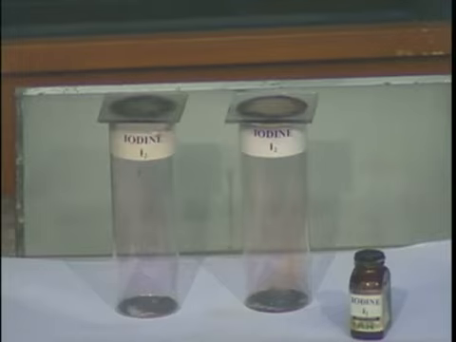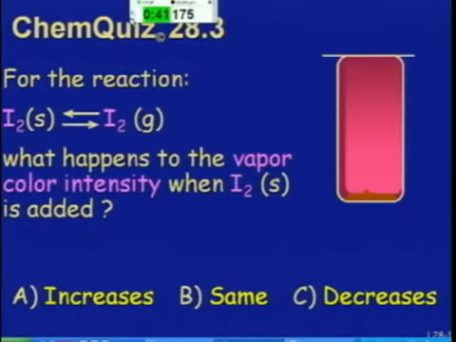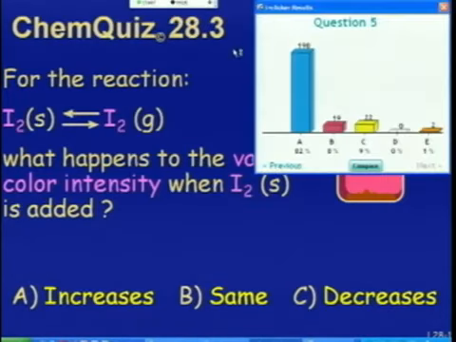Why don't you answer this quickly? I give you 1 minute. 45 seconds. You either know it or you don't. Everybody in? Come on, we've got to get going with this. Okay, it increases. Makes sense, doesn't it?